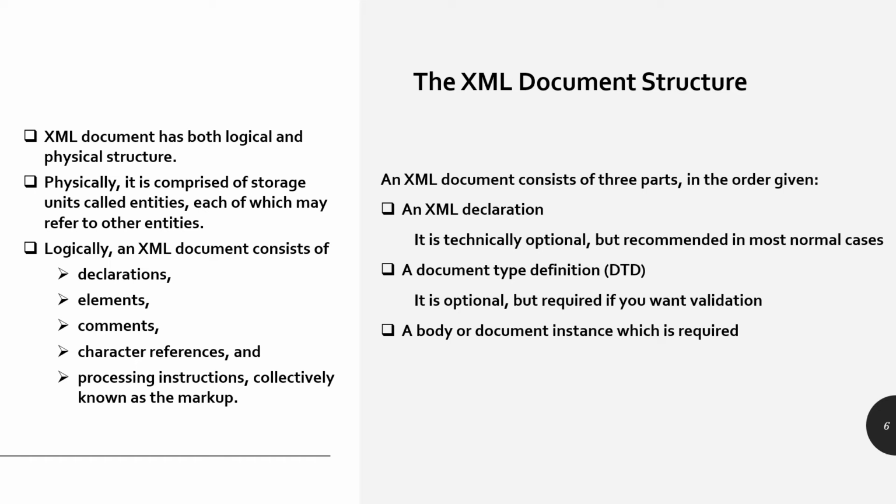Now we are in a position to discuss XML document structure. An XML document consists of three different parts: an XML declaration, document type definition, that is DTD, and body. Here XML declaration and document type definition are optional, but body is required.